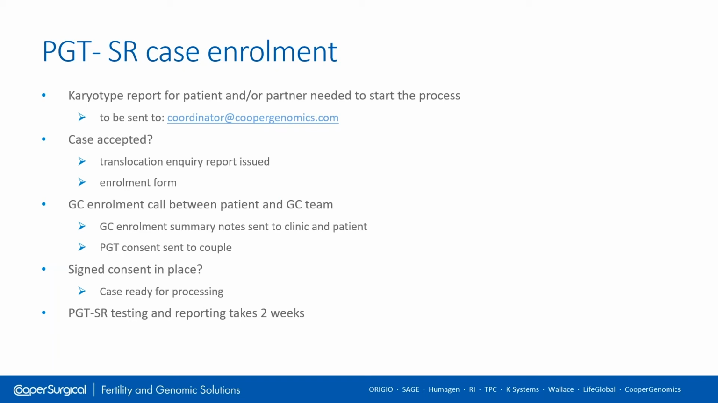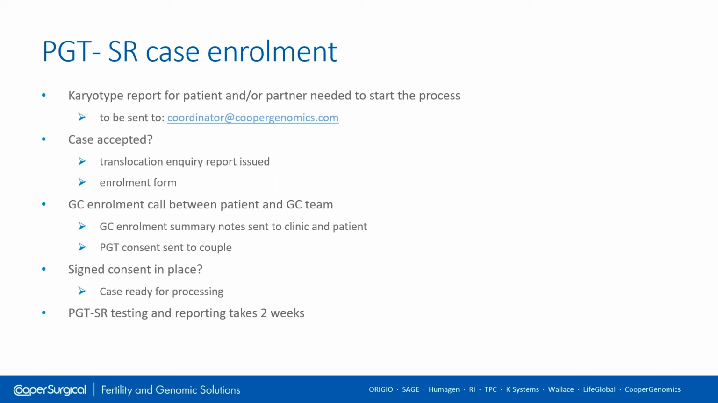We ask you to send the karyotype report to our coordinator. Our lab team would carefully review the translocation itself and the breakpoints associated with it. If the case can be accepted, then our coordinator will provide you with a translocation inquiry report. Accepting a PGT-SR case usually comes down to the type of translocation and breakpoints, so the sizes of the translocation. We just need to be confident that our platform will detect those.